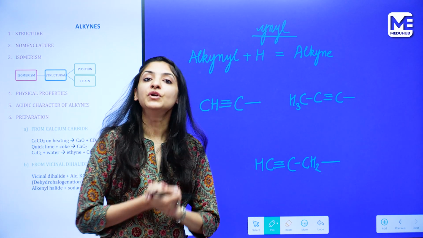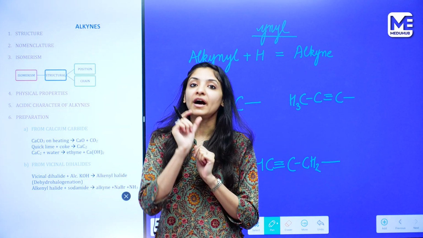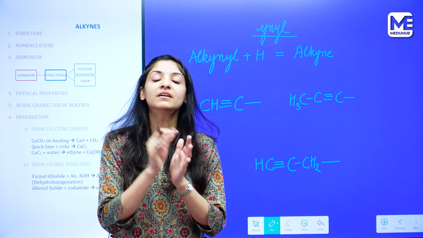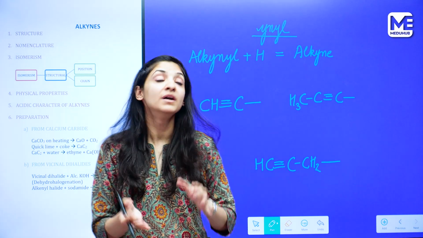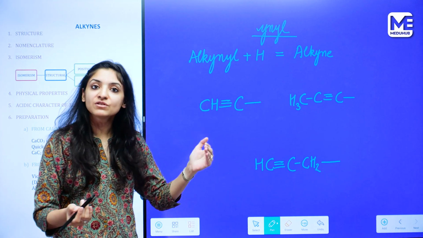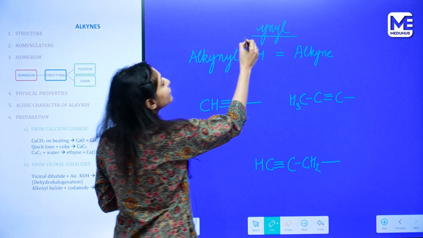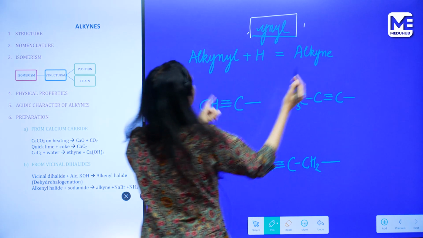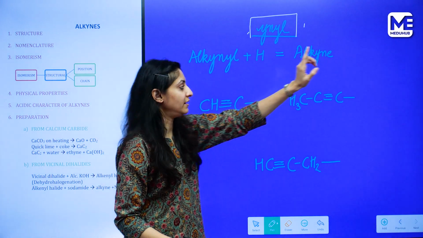we have spoken about univalent groups. So you remember in alkanes, if we remove a hydrogen from methane, we'll get a CH3 group which is called a methyl group. That is an alkyl group. Similarly, in alkynes also, we can get univalent groups which will have the suffix -ynyl. Alkynyl. So, an alkynyl plus hydrogen will give us an alkyne.